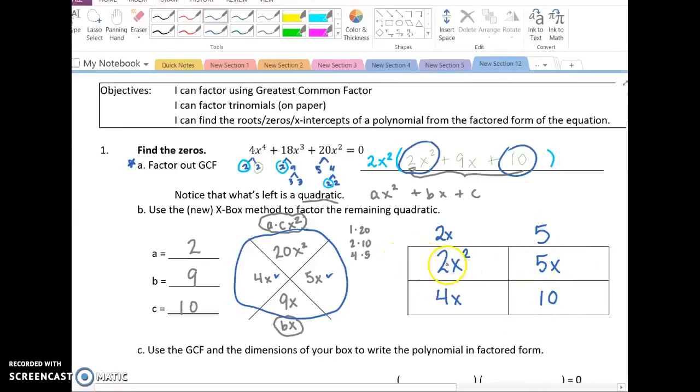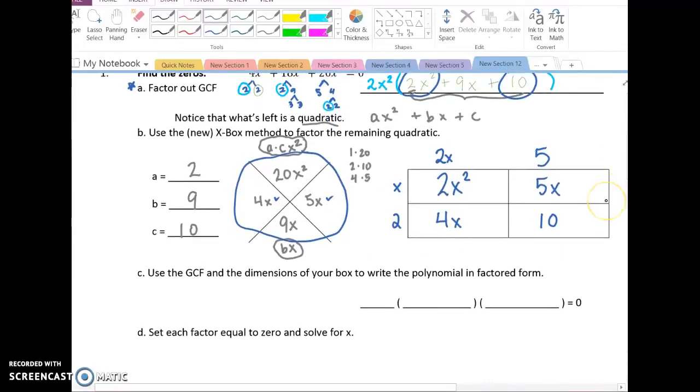And then in this row, 2 and 5 have a GCF of 1, but both of those two terms have an x in them. And then 4 and 10 are both even, so I can take a 2 out. So that whole process was so that I could get the dimensions of my box.